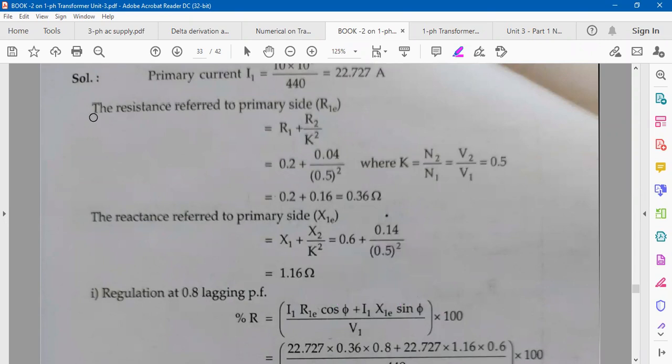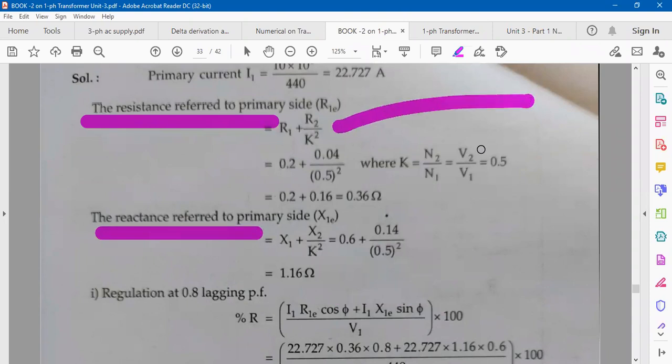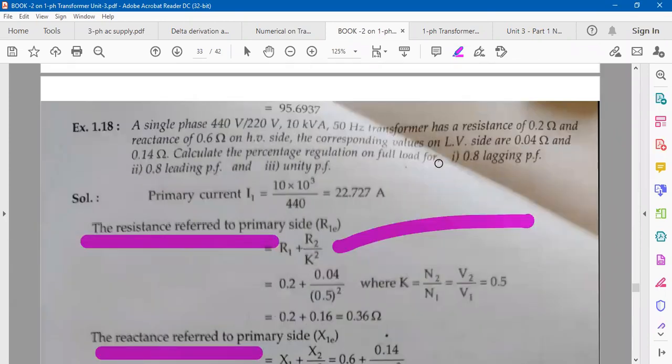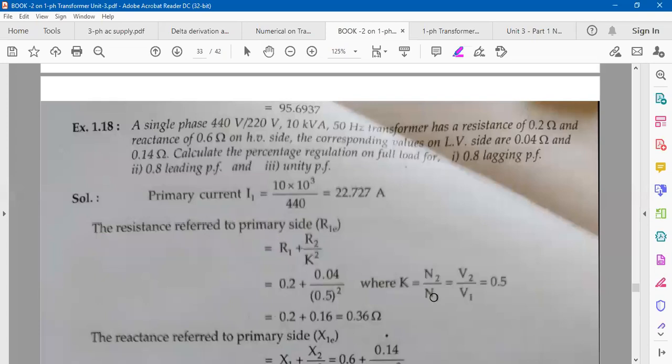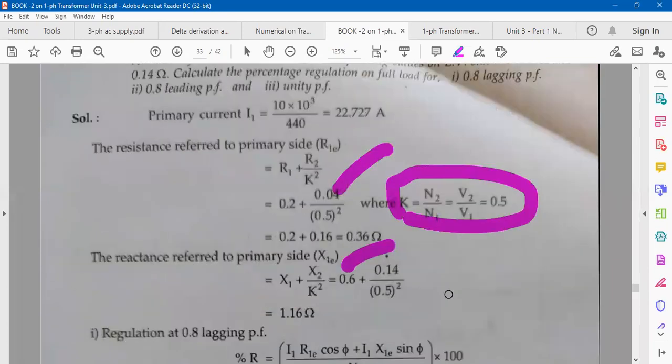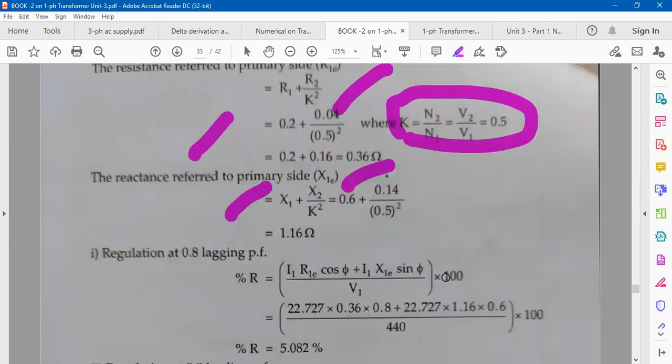R1E and X1E. R1E is the total equivalent resistance referred to primary, and X1E is the reactance referred to primary. That formula we know. Here K is required, and what is K? K is the transformation ratio, V2 by V1. So 220 divided by 440 is 1 by 2, which means 0.5, isn't it? K we know is 0.5. So R1, R2 you put here, X1, X2 you put here, you will get R1E and X1E. How to calculate all parameters here, clear?